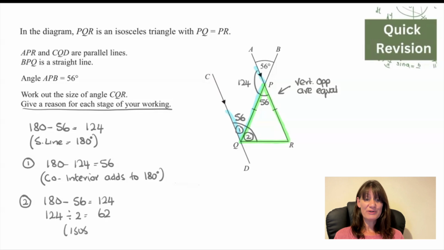Remember, pop your reasons down. I like marking on a diagram, so I would always encourage that. Generally in the last step, I tend to just finish it off. So we've got 56 plus 62, and that gives us our final answer of 118 degrees.